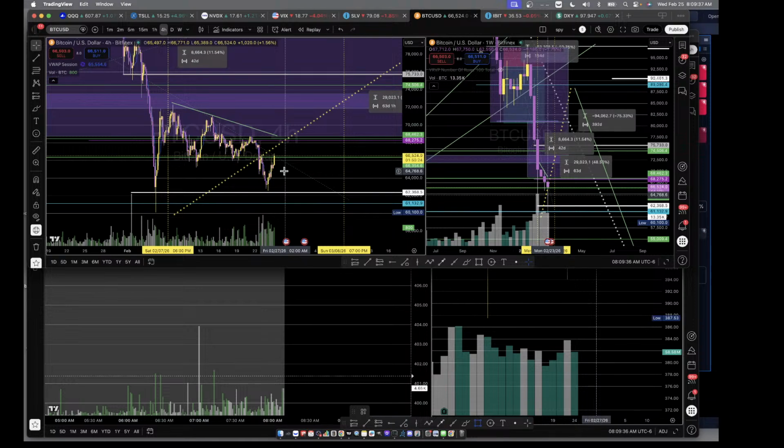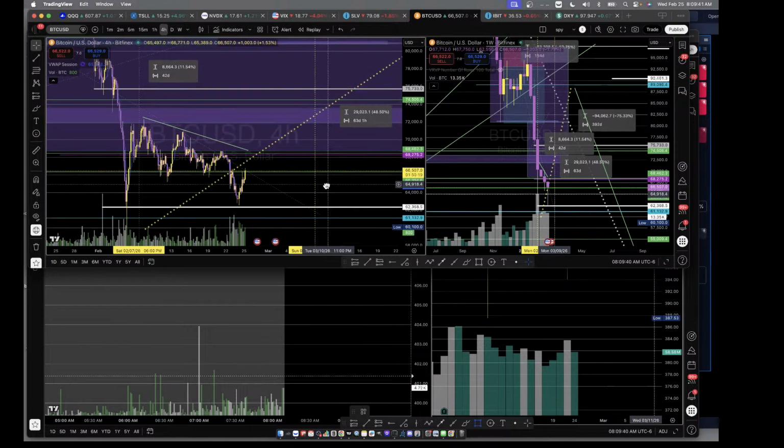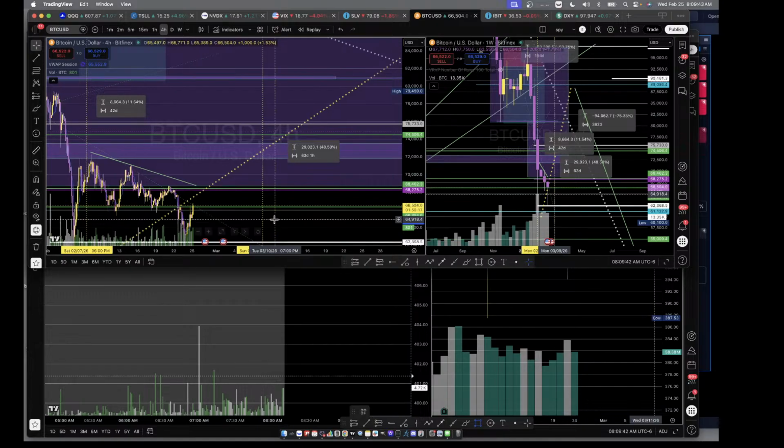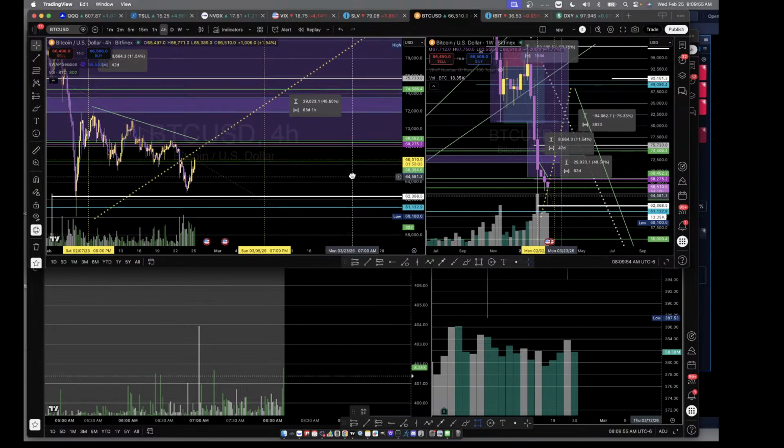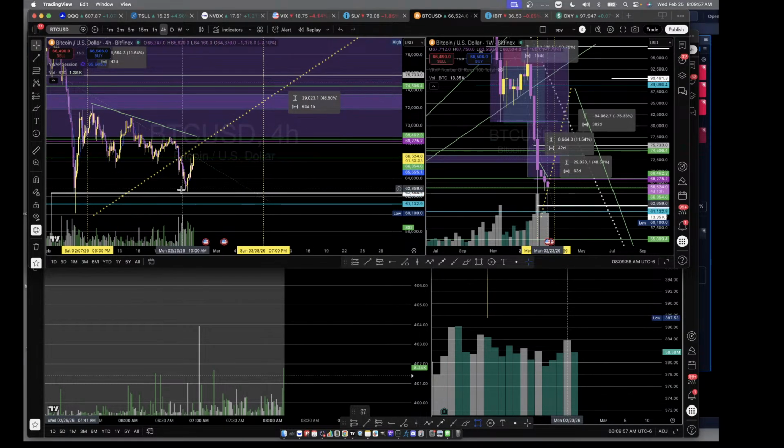Alright, bought some IBIT to hold. I'm gonna swing it and sell it when it pretty much gets 50%. And I'm gonna stop out when Bitcoin breaks this 61 again.